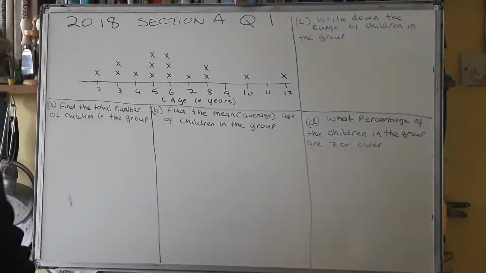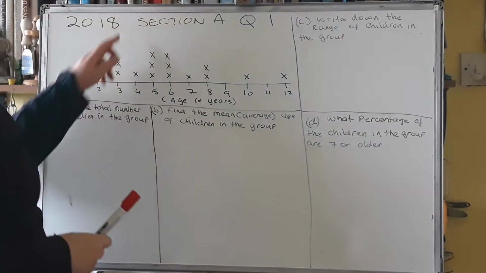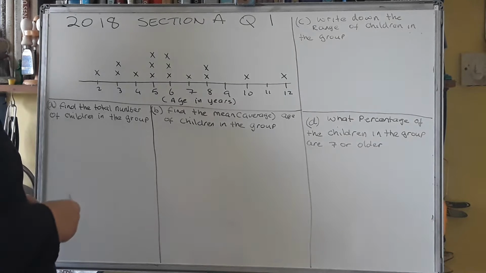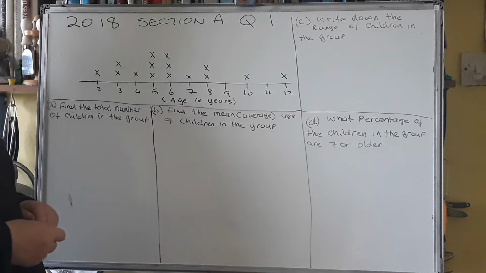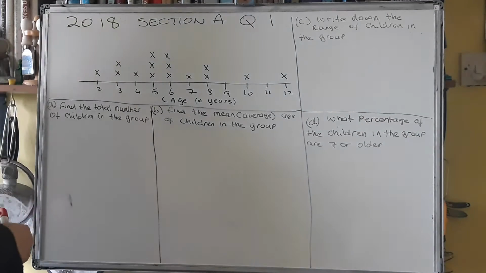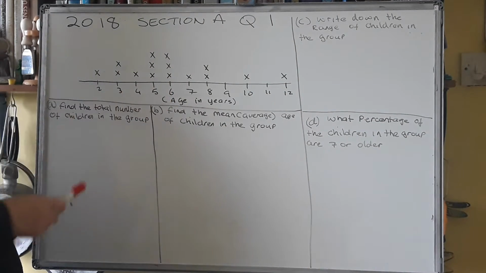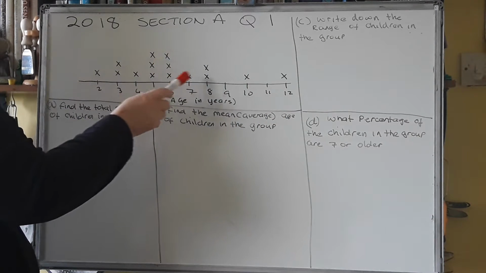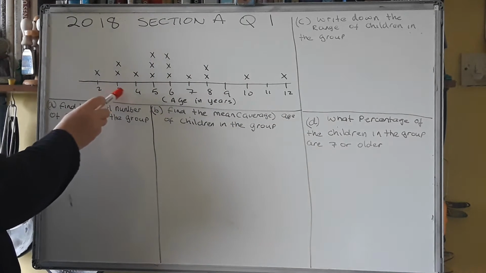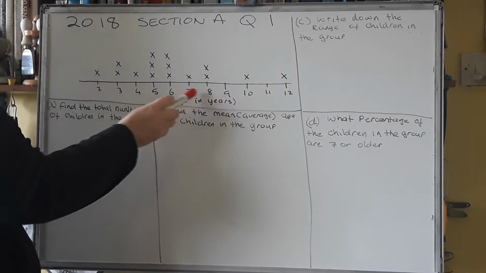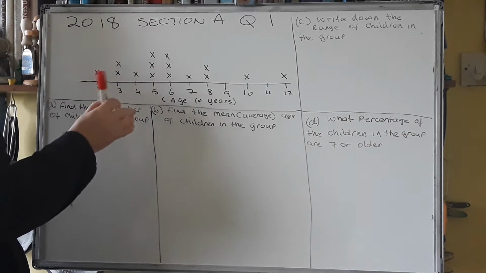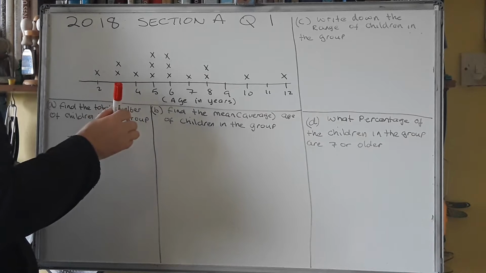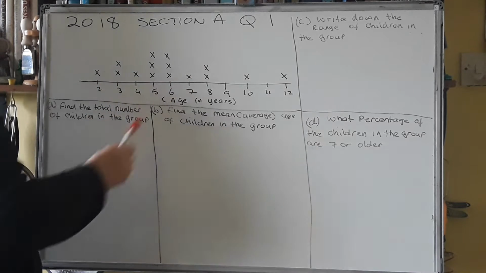Okay, so this is the 2018 paper. So we're at section A, question 1 for foundation level. You're given this table here. You have a range of numbers and there are stars above each of those. And this is the age in years of the children in a particular class. It says the line plot shows the age in years of a group of children.